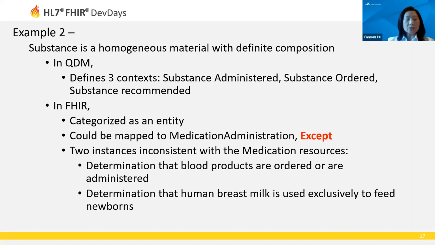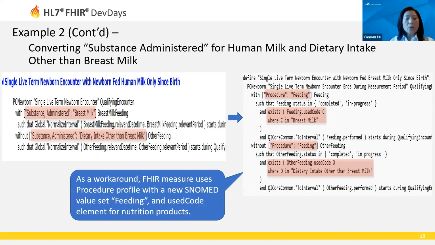One is to determine whether blood products are ordered or administered. Two is to determine whether human milk is fed to newborns. One of our PC newborn measures is exclusive human milk feeding. The measure evaluates if breast milk or any dietary intake other than breast milk was fed to the newborn.